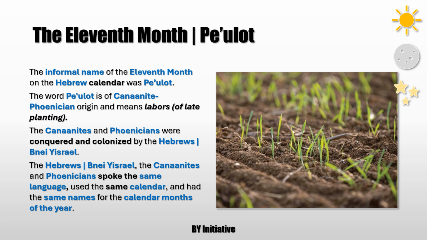Just a reminder that the Canaanites and the Phoenicians were conquered and colonized by the Hebrews or Bnei Israel. And as a result, the Hebrews or Bnei Israel imposed upon these peoples language, culture, writing script, and reckoning of time. Therefore, the Bnei Israel, the Canaanites, and the Phoenicians spoke the same language, used the same Hebrew writing script, used the same calendar, and had the same names for the calendar months of the year.